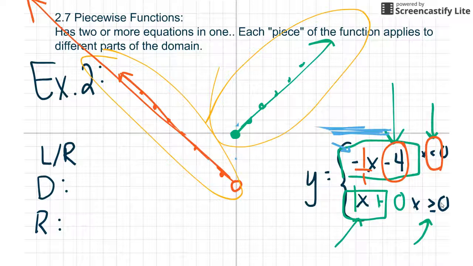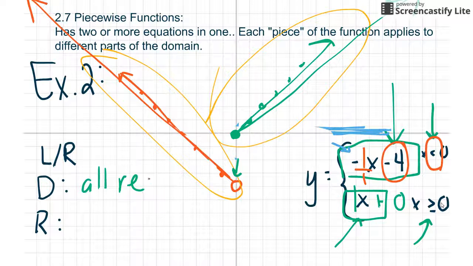Now, it may ask you to also find a domain and range, and domain and range is just like last time, but you just have to account for both lines. So looking at the domain, remember that's how far left and right this goes. Well, this orange one goes forever left, and this green one goes forever right. And it picks each other up. See how this one's filled in and this one's open? So there's no gaps. So for the domain, it would just be all reals.